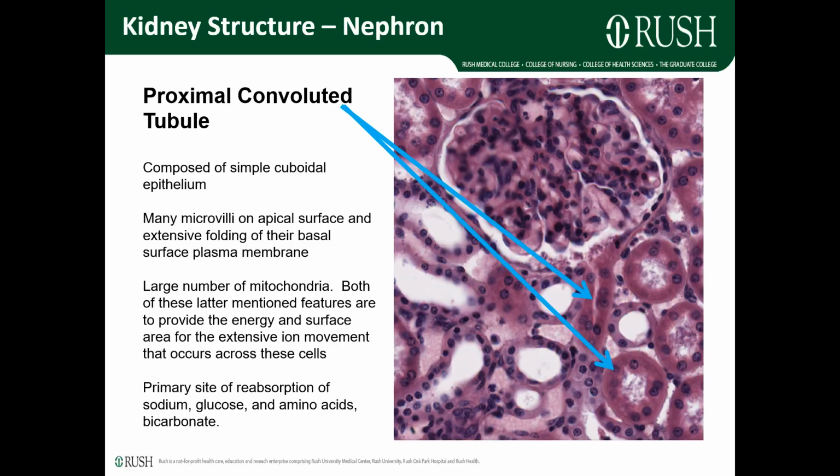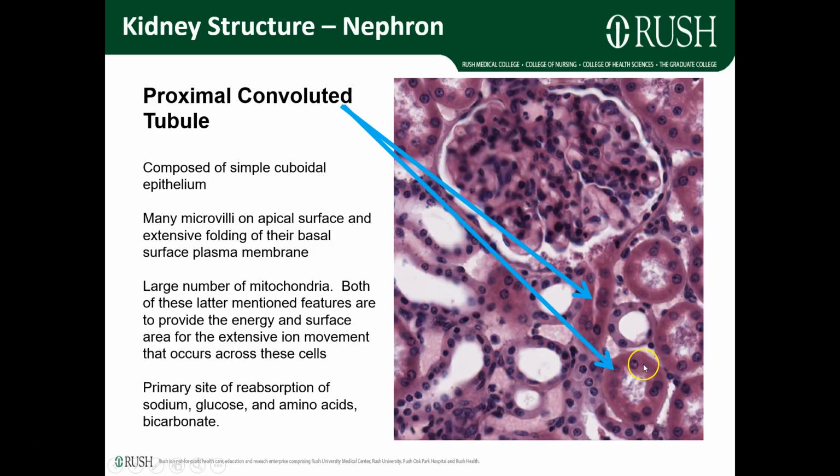The proximal convoluted tubule is the primary site of reabsorption of sodium, glucose, amino acids, as well as bicarbonate. In this picture here, you can see the Bowman's capsule, the vascular pole, the urinary pole, and then the proximal convoluted tubule in a longitudinal section, as well as in a cross section here.